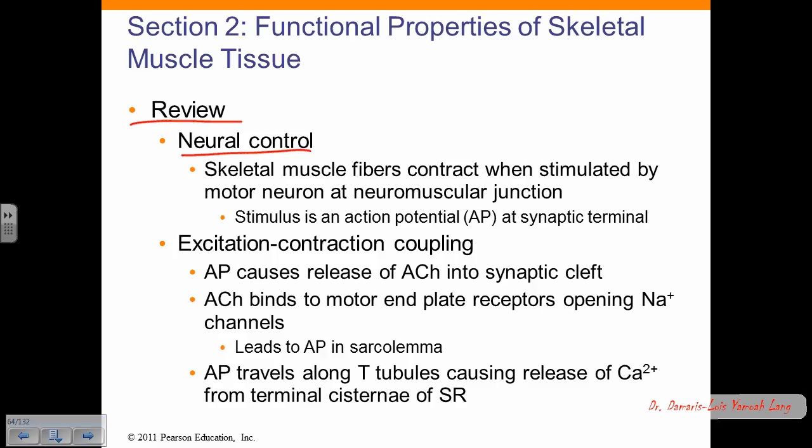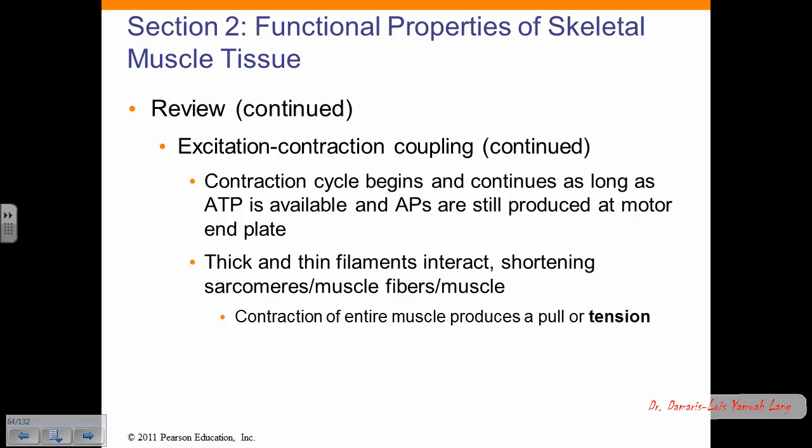Neural control: the action potential occurs, causing the release of the neurotransmitter, which enters the synaptic cleft and binds to the receptors on the motor end plates, causing what? Sodium channels to open to bring another action potential, which will travel through the T tubules and cause the release of what? Calcium, which will then bind to what? Troponin and bring about the sliding process.